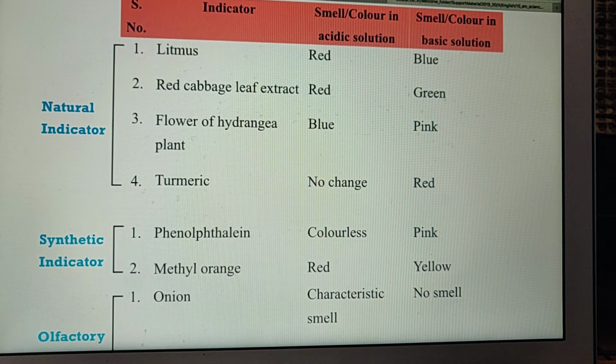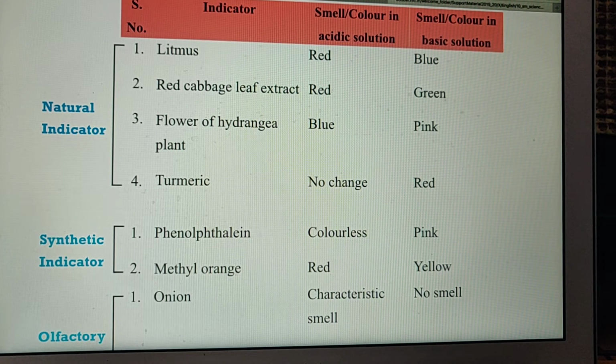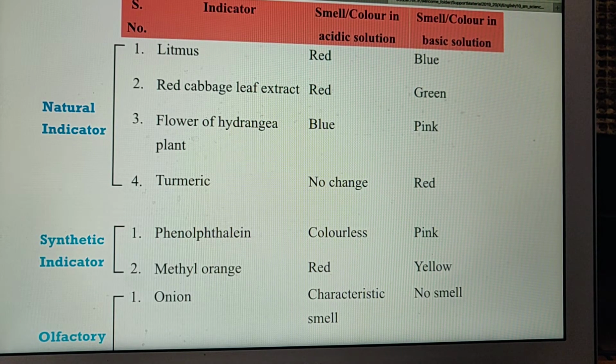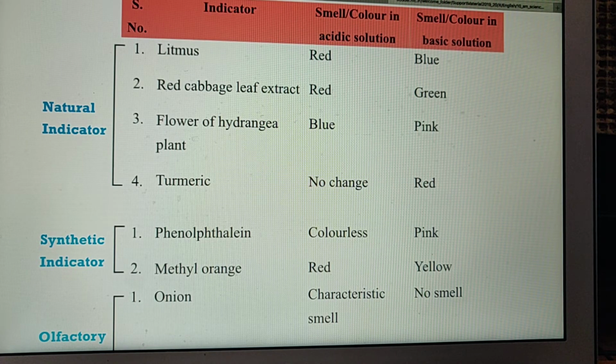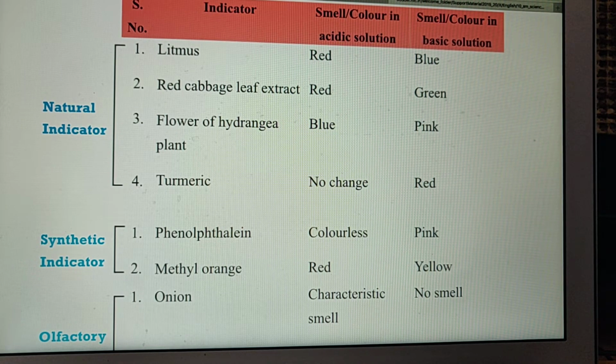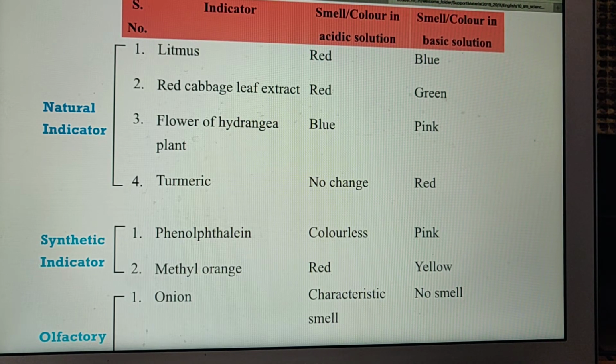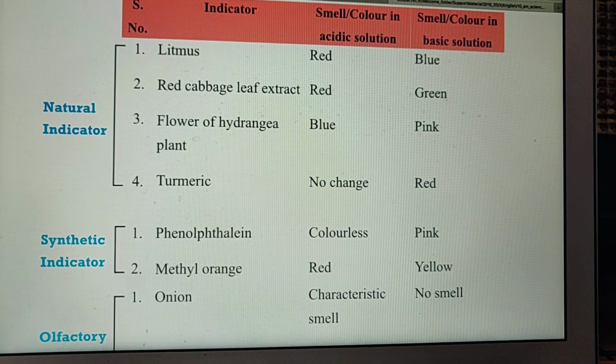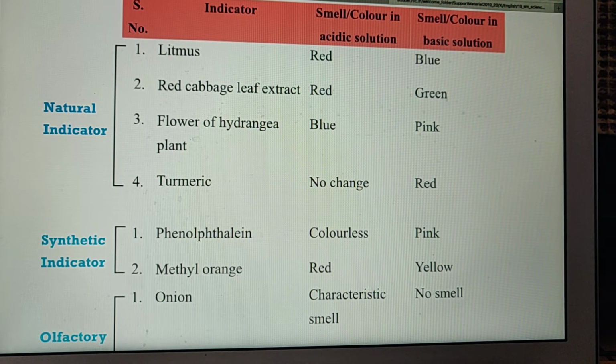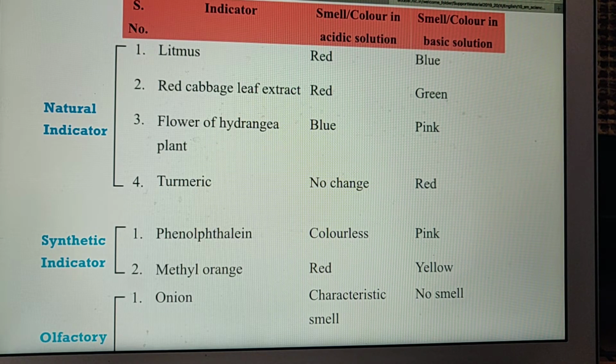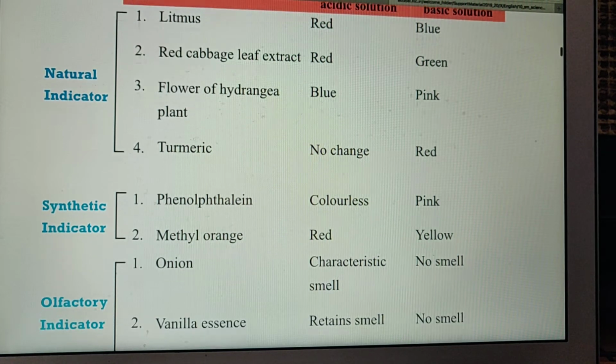Serial number 1, the natural indicator litmus. When put in the acidic medium, it gives a red color. In the basic medium, it gives blue color. Natural indicators also: red cabbage leaf extract, red in acidic, green in basic. Flower of hydrangea plant gives blue color in acid and pink color in base. Turmeric gives no change in acid and red color in base.